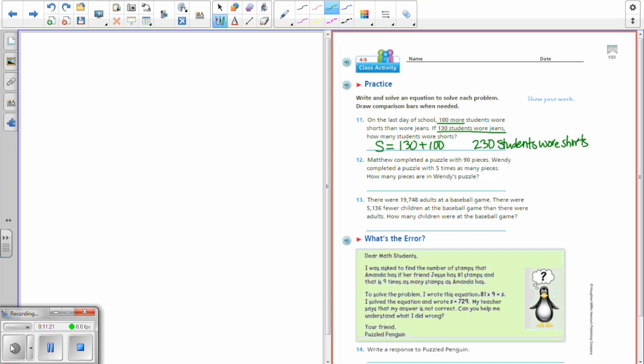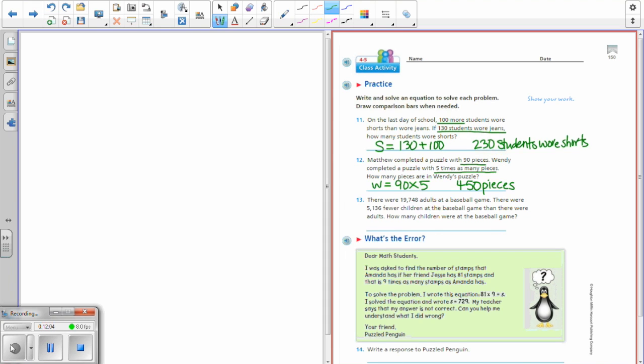Matthew completed a puzzle with 90 pieces. Wendy completed a puzzle with 5 times as many pieces. How many pieces are in Wendy's puzzle? So we have Wendy's puzzle. That's what we're trying to figure out. Wendy's completed it with 5 times as many pieces. So if Matthew has one with 90, we're going to multiply that 5 times. So then we'll get how many pieces are in Wendy's. And so we know that that's 450 pieces is Wendy's puzzle.